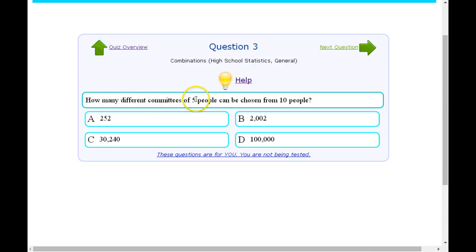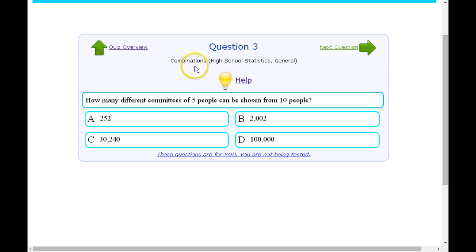Now it says, how many different committees of 5 people can be chosen from 10 people? This is the first one that's not telling us it's a permutation, so we have to think about it. If I've got 5 different people going on the committee, it doesn't say one is the committee chair and two is somebody else. It's just 5 people, so the order I pick them in doesn't really matter. If I picked person A before person B, both A and B are going to end up on the committee.